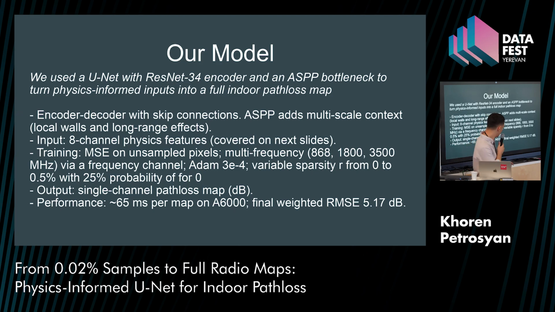The other mode was 0.02% sparsity, so like 25 times more sparse than this. Just a couple of pixels had ground truth values from which we had to predict the rest. And it turns out training two models at 0.02% sparsity or 0.5% sparsity works worse than having one model with variable sparsity level determined at each sample. Okay, and the output was a single channel with decibel prediction of pathloss.